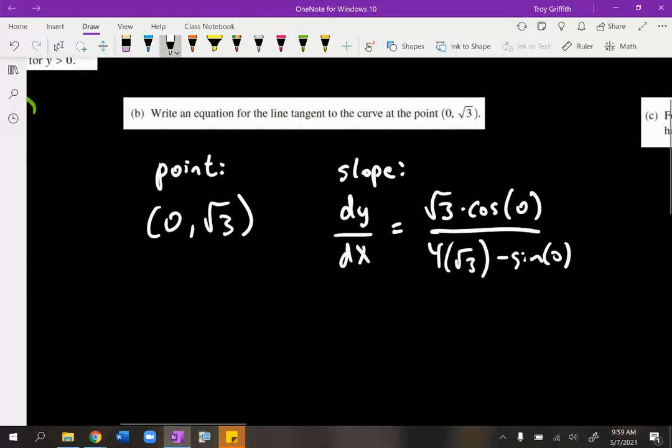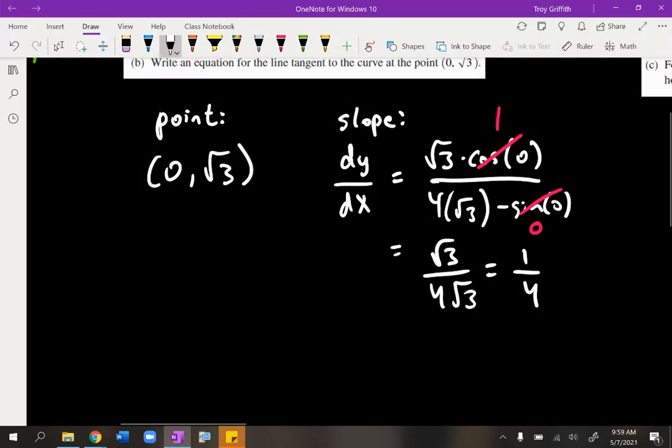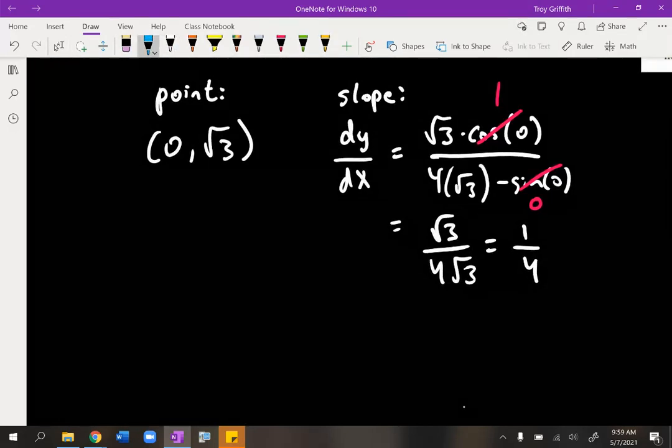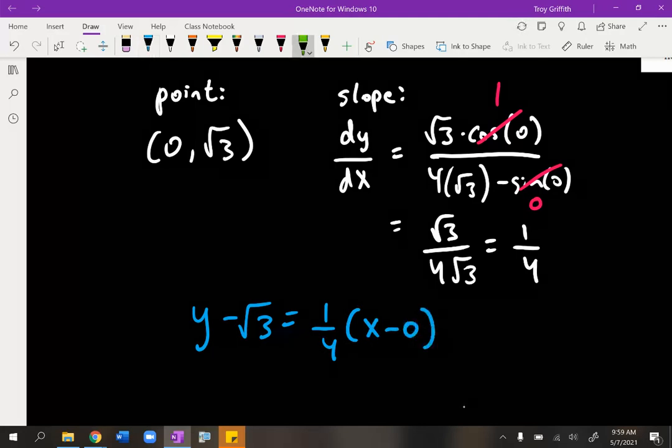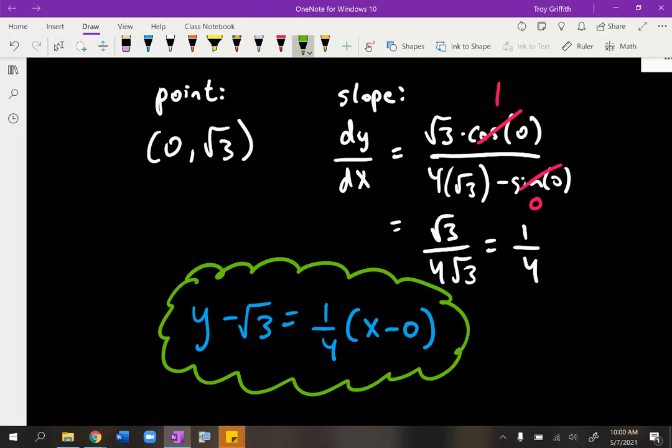Now let's do a little bit of math right here. Cosine of 0, it's on the right side of the circle, that's 1. Sine of 0, on the right side of the circle, that's 0. So when I'm finished here, I get root 3 divided by 4 times the square root of 3, which gives me a final slope of 1/4. Then last but not least, to write the equation of the tangent line, I'm going to go y minus the square root of 3 equals 1/4 times x minus 0. So there is the equation of my tangent line for this function.